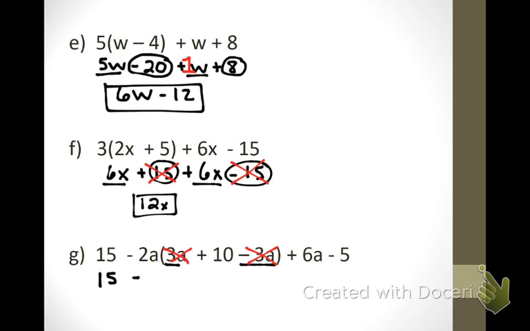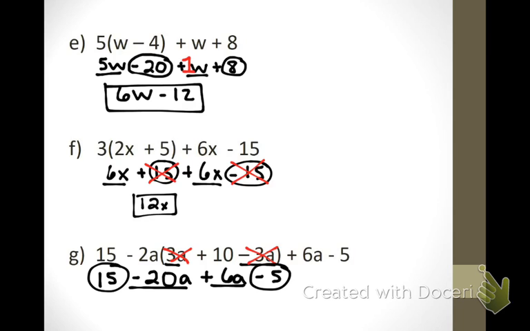So let's bring everything else down. 15 minus, let's look at the next part. What is 2a times 10? Negative 20a. And then bring everything else down. Plus 6a minus 5. So right now, what are my like terms on this problem, class? Negative 20a and 6a. And what else should I circle? Negative 5. 15 and negative 5.